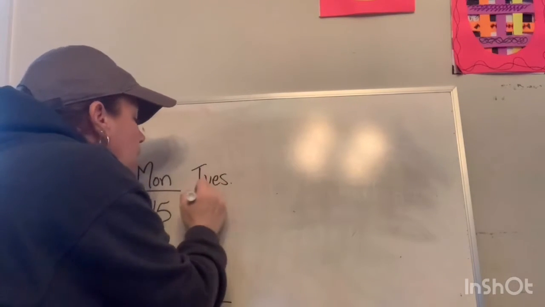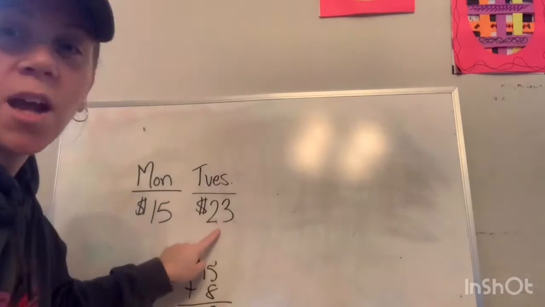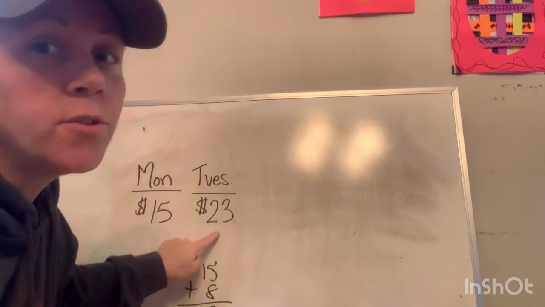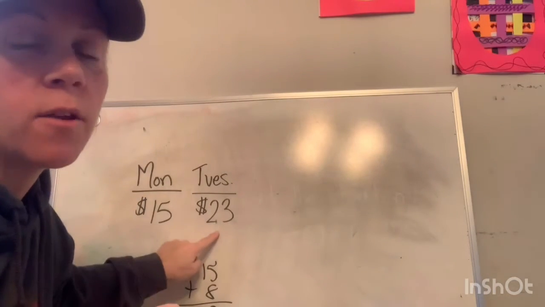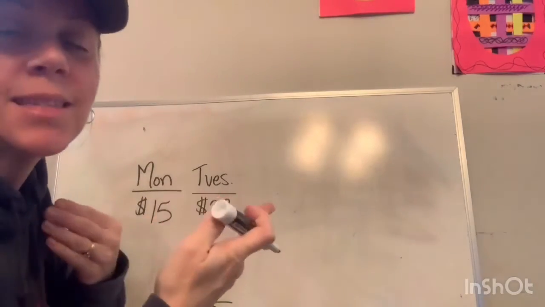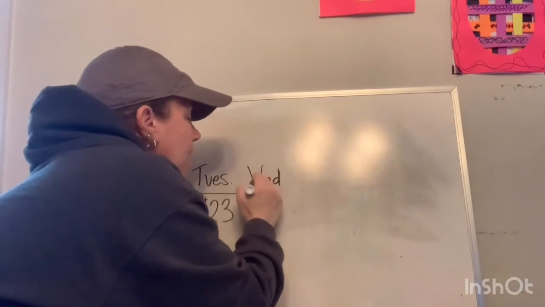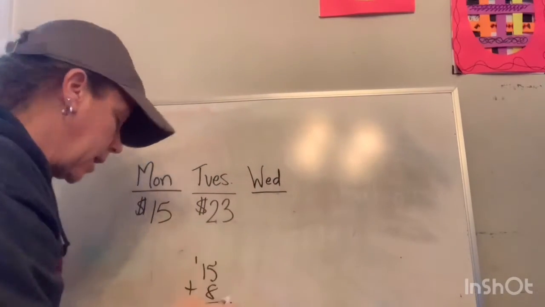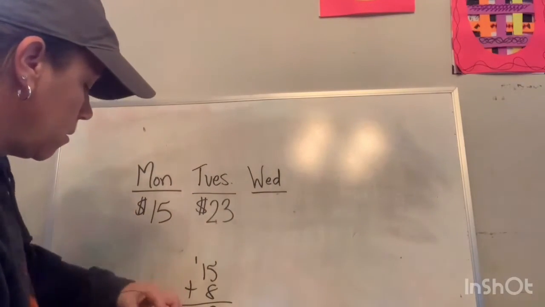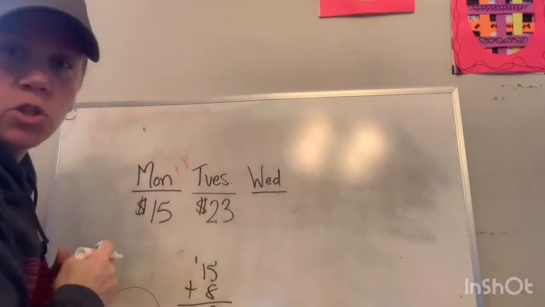So on Tuesday, he earned $23 altogether so far. He didn't earn $23 on Tuesday. He earned $23 in addition to putting Monday and Tuesday's earnings together. Okay, on Wednesday, he earned another $8. So it's almost like I'm adding 8. Let me get my other color markers here. So I'm adding 8 each time.